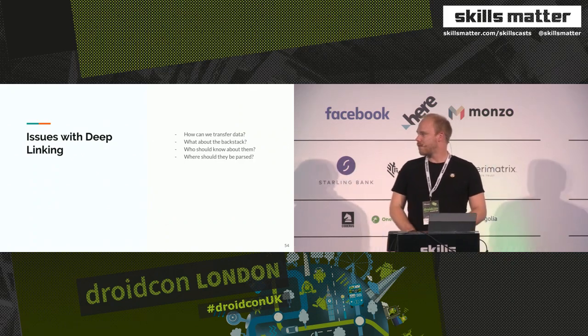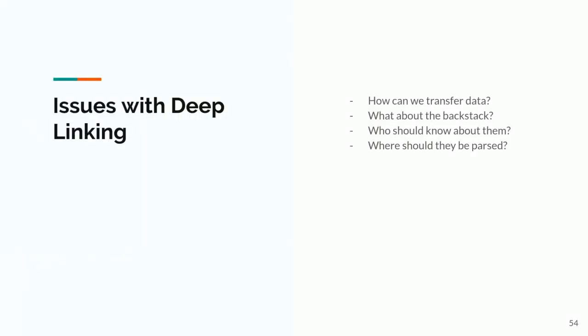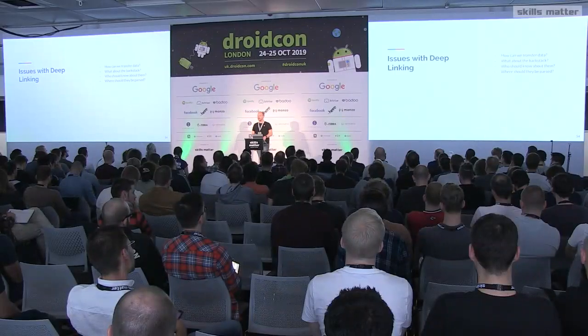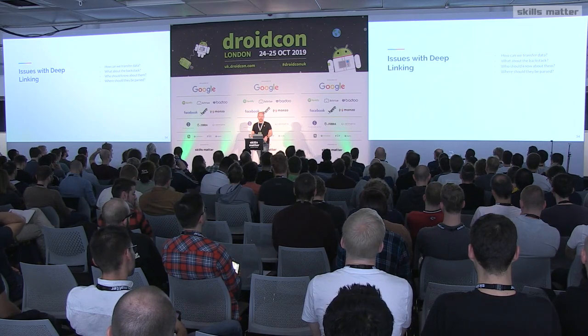Deep links are not the perfect solution, of course. So for example, we have a couple of issues. What if we need to transmit arbitrary data, like user or user input? If we want to see a deep link as a standalone resource, how can we manage the backstack, for example? And who is supposed to know about the deep links and how to parse them?